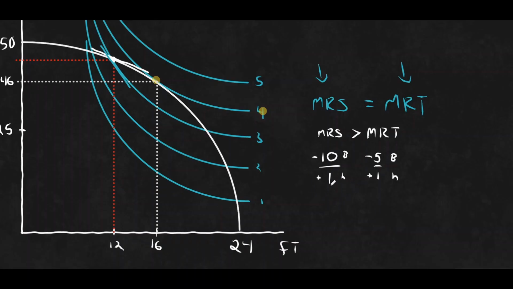What does this say? Well, it's saying to gain 1 hour of free time and maintain her happiness on indifference curve 3, she would be willing to give up 10 bushels. So she would be just as happy to get an hour of free time and have 10 bushels fewer of wheat. However, she is capable of gaining an hour of free time and only giving up 5 bushels of wheat. So she was willing to give up 10 bushels to gain an hour. She's capable of giving up 5 bushels to gain an hour.